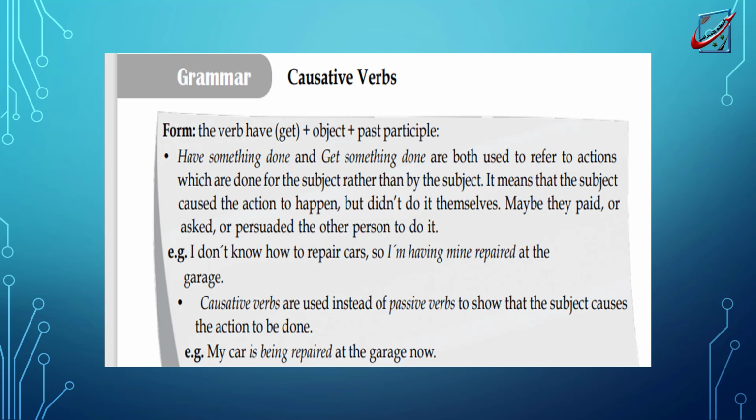For example, I don't know how to repair my car, so I'm having mine repaired at the garage. Well, fine. So when we deal with causative form, we should bear in mind that we focus on the action that is done for the subject and not by the subject.